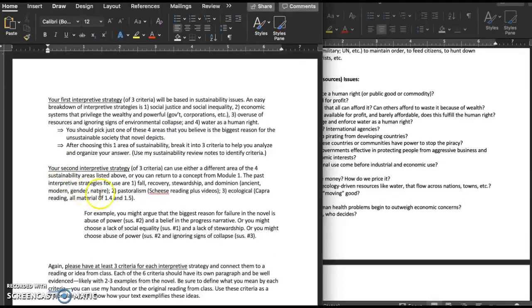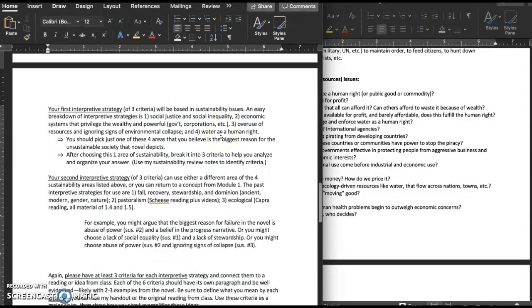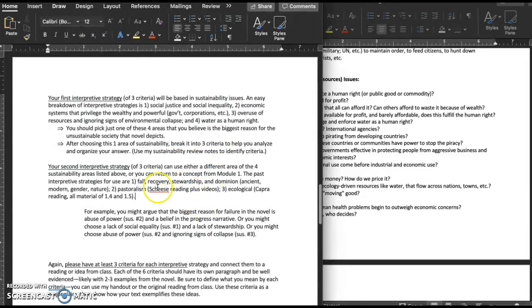However, for your second interpretive strategy, you don't have to work with sustainability. You can work from an older course concept, and I've listed a few here from Module 1 that might work to produce another interpretation of this. You could use the fall, recovery, stewardship, dominion ideas. So you might say that, okay, the reason this world is collapsing in The Water Knife is because of social justice and social inequality issues. And after that, it's because of a lack of stewardship of the land, right?